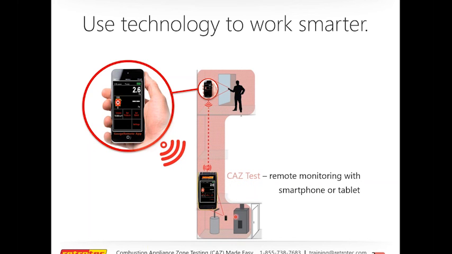So basically, that's just an example, but the point is that when you're doing worst case depressurization for a CAZ test, inevitably you're going to end up going back and forth to look at the gauge to see what the results are. And in this instance, you do not need to do that, because now you're working smarter with technology. I didn't make that up.